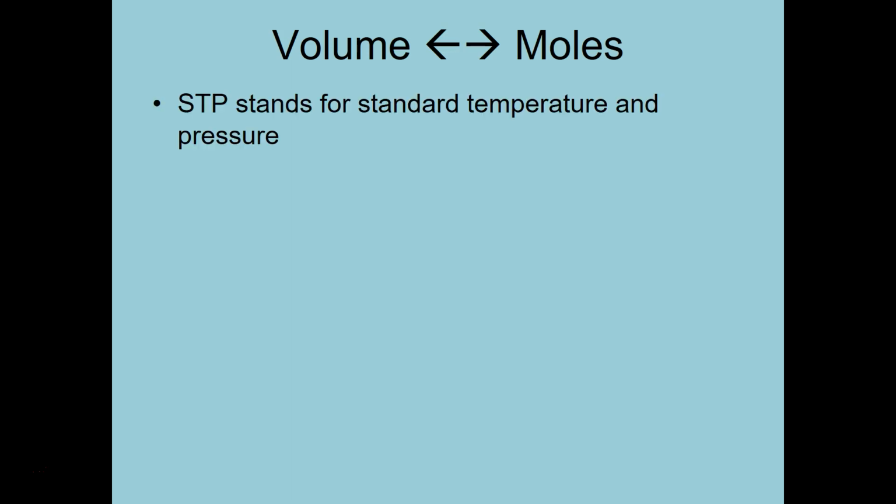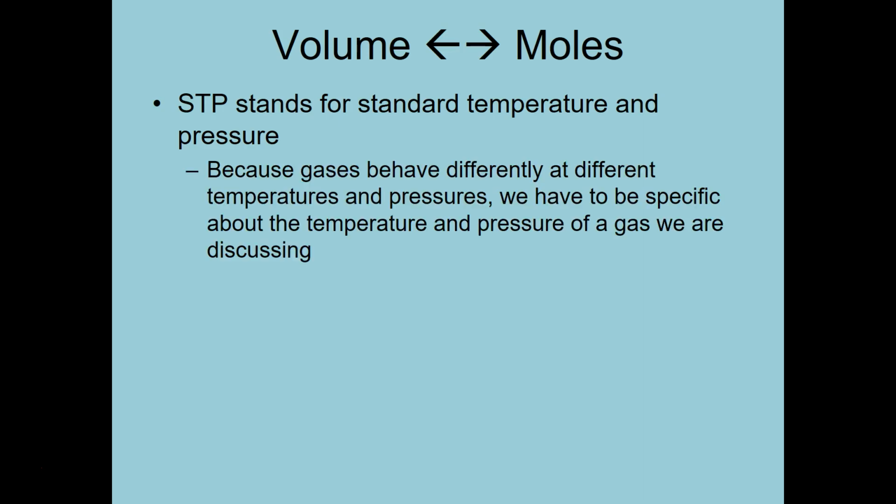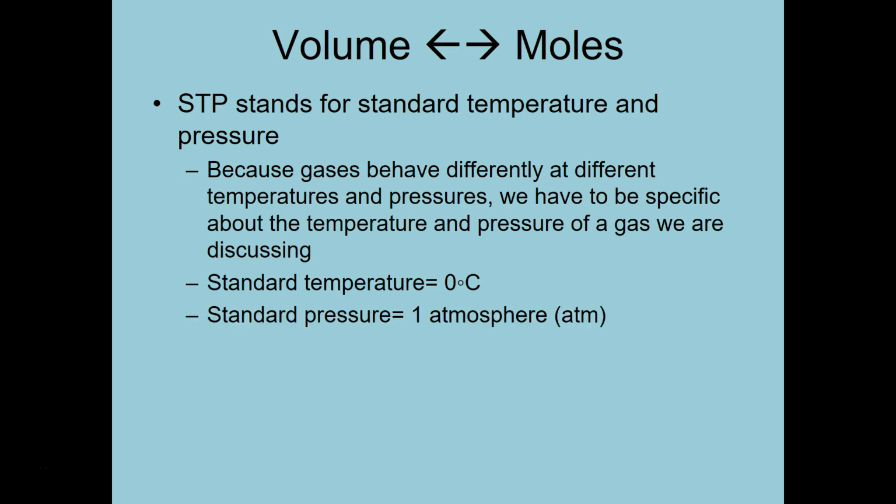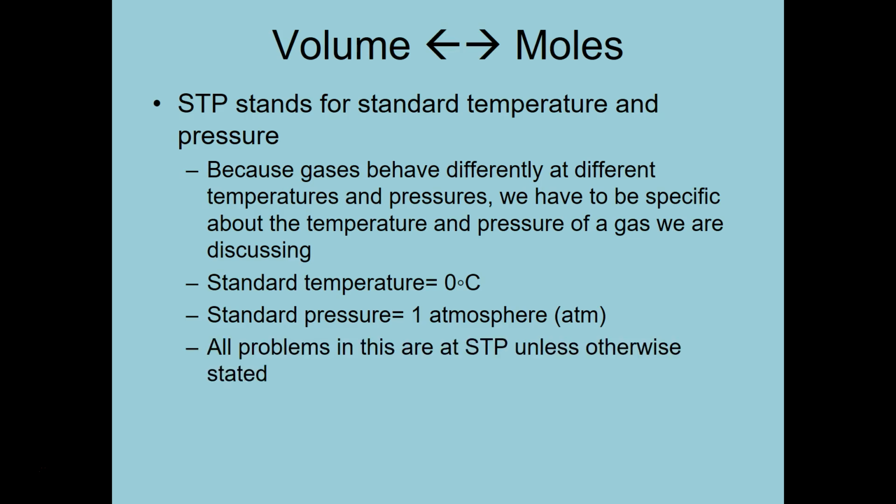Next thing we want to talk about is how we can convert from a volume to moles. So STP stands for standard temperature and pressure. Because gases behave differently at different temperatures and pressures, we have to be specific about the temperature and pressure of the gas we are discussing. So our standard temperature is 0 degrees Celsius, and our standard pressure is 1 atmosphere, ATM. So when you hear someone say STP, or standard temperature and pressure, they mean 0 degrees Celsius and 1 atmosphere. All problems are in STP unless specifically stated otherwise.